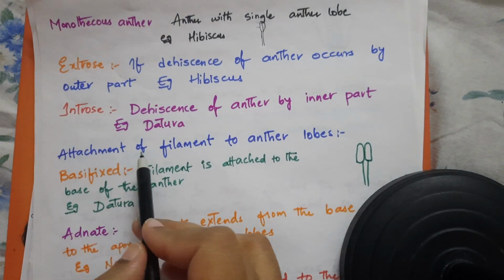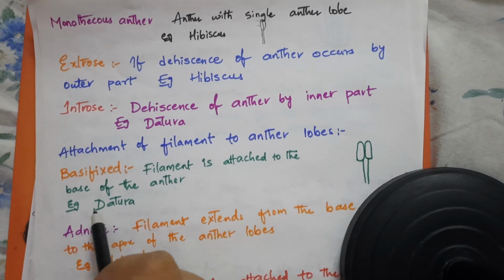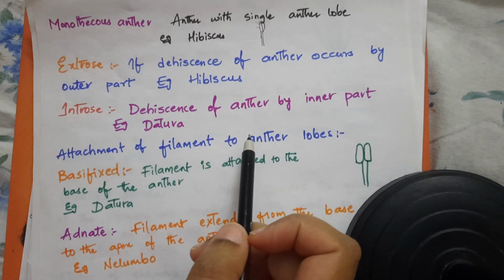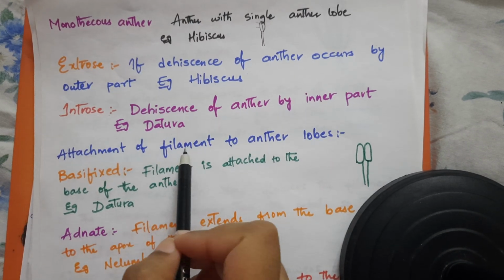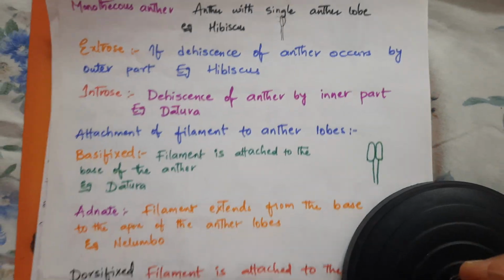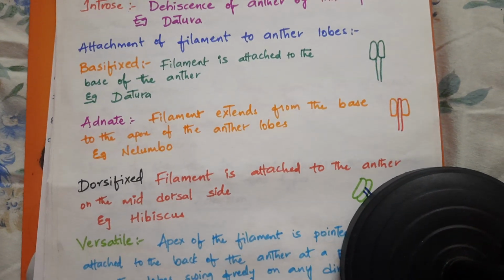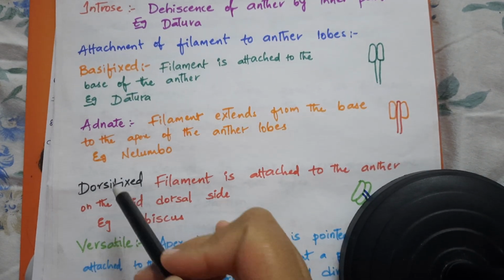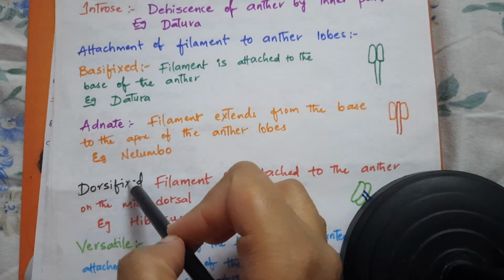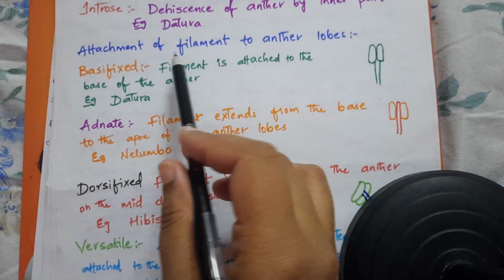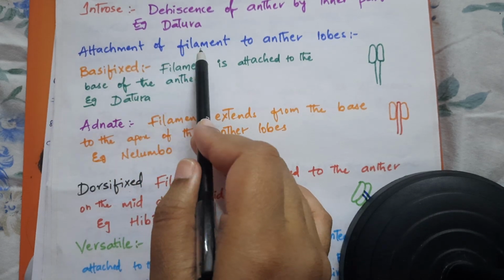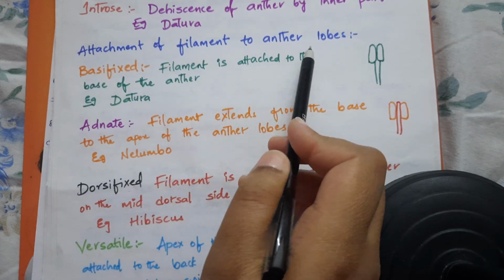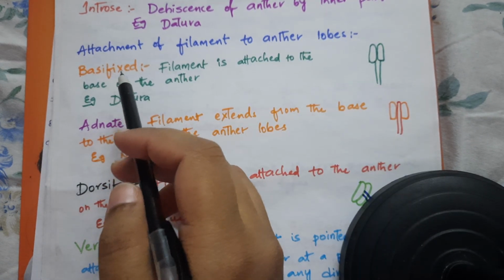Then coming to the attachment of the filament to the anther lobes. What we studied is that there is the filament which is attached to the anther lobes. There are various ways by which the filament is attached to the anther lobes. Based on this, we divide it into four types: basifixed, adnate, dorsifixed and versatile. These are the four types, by which mode the filament is attached to the anther lobes. Let us see all of these one by one.